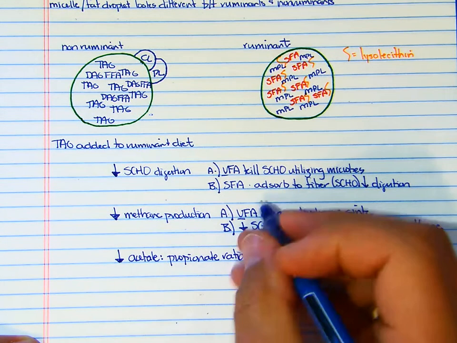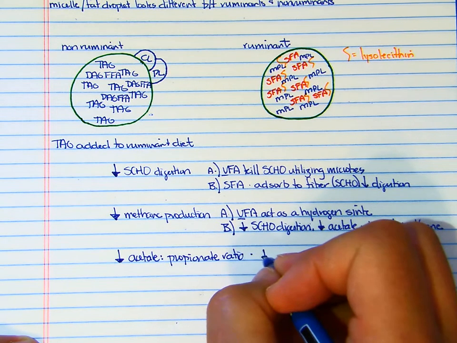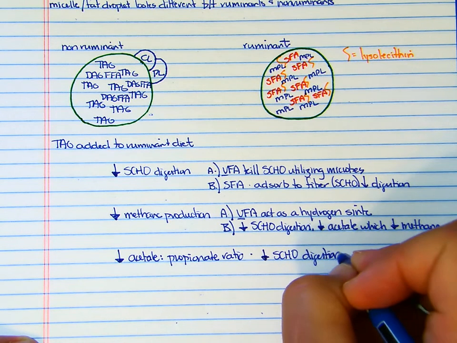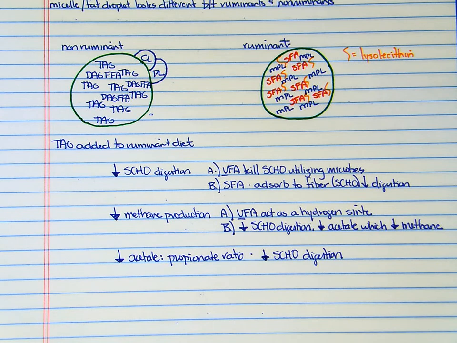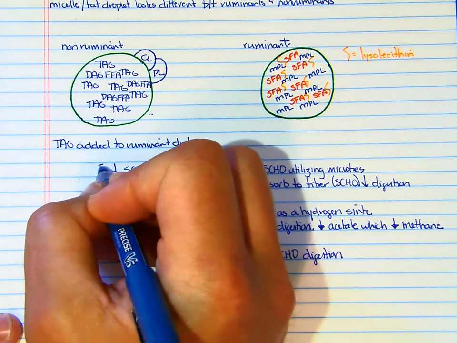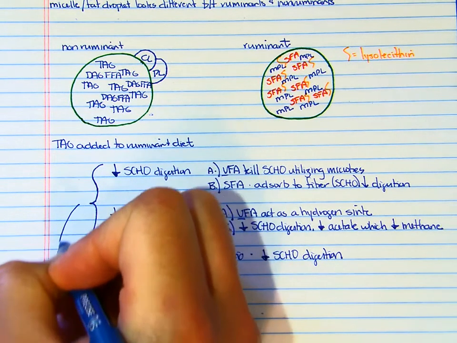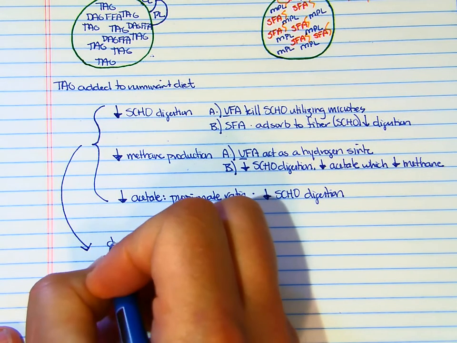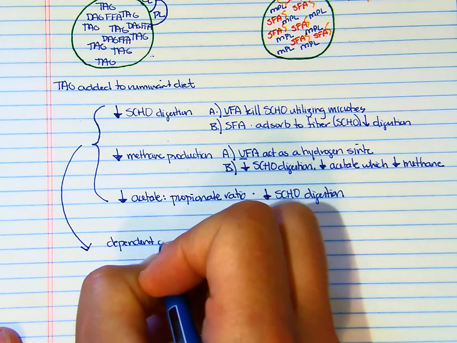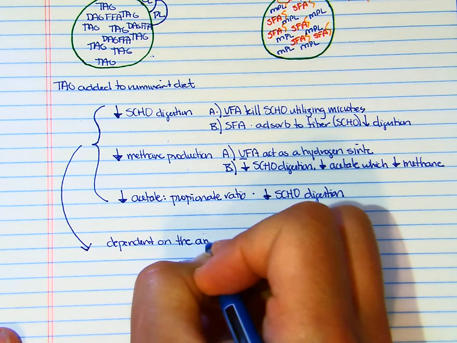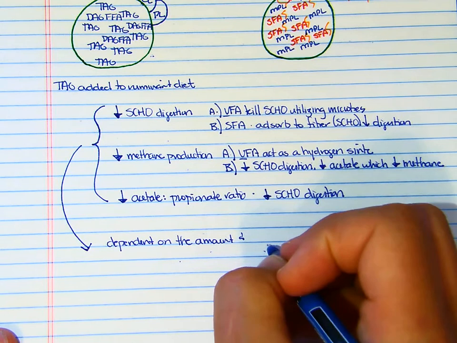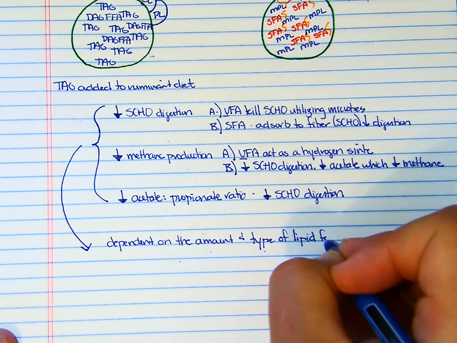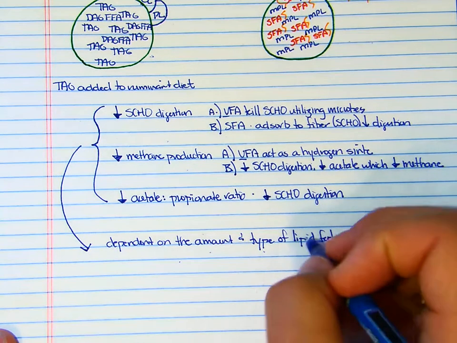And that's basically for the above reason, because we have a decrease in structural carbohydrate digestion. Okay, when you decrease structural carbohydrates, you decrease acetate. So these effects, these three effects, are dependent on the amount and type of lipid fed.